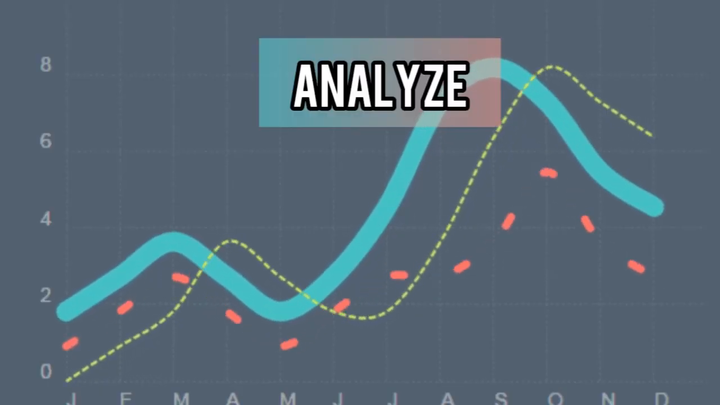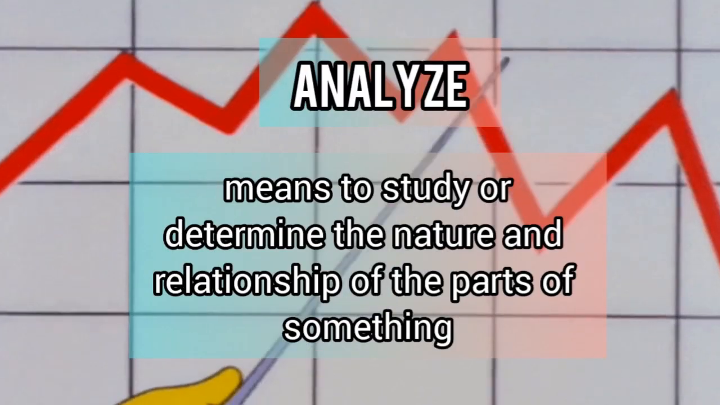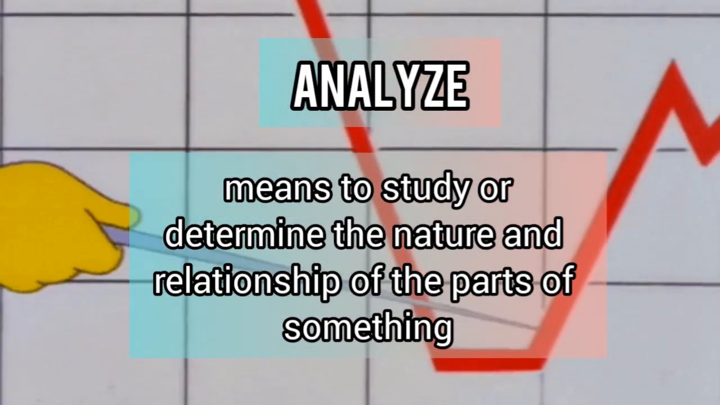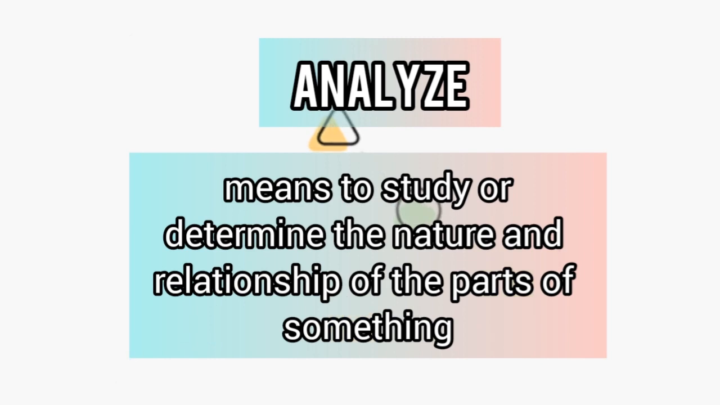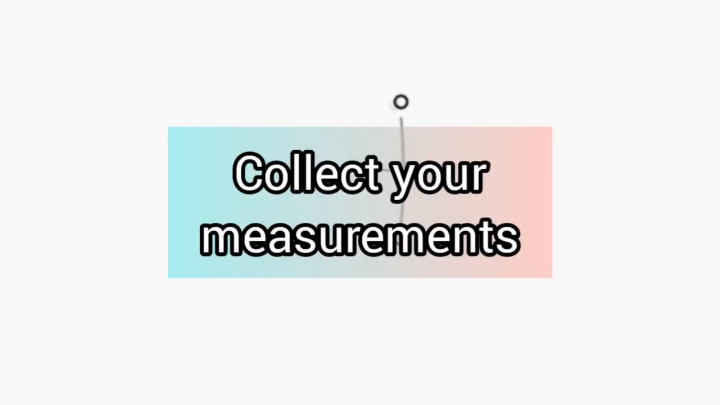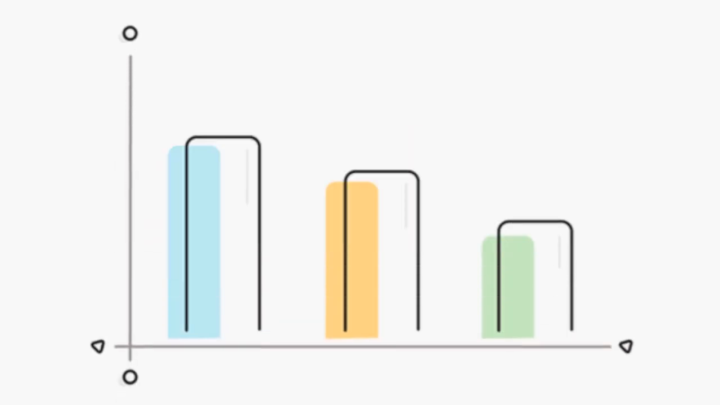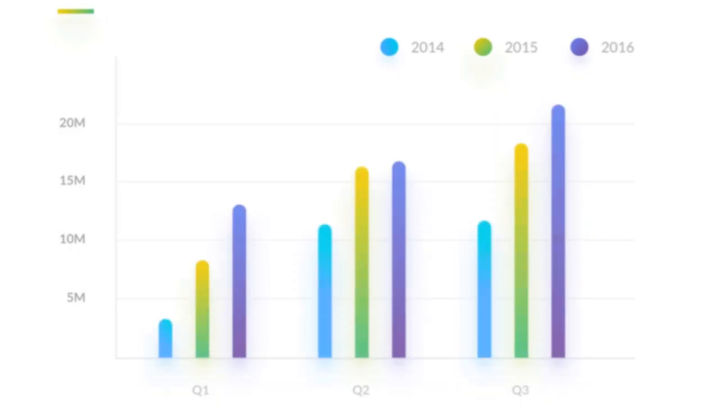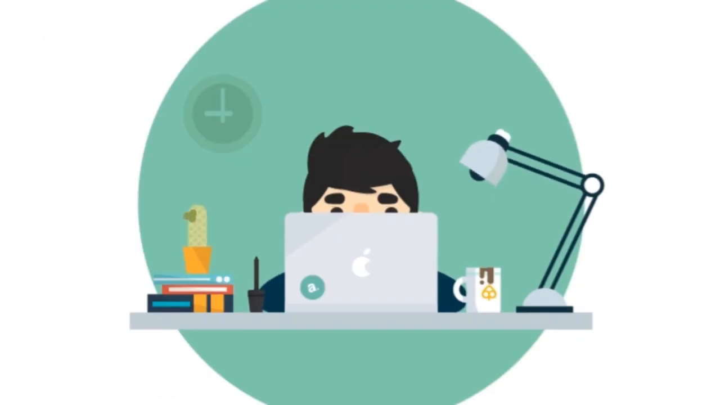The fifth step is analyze. What is analyze? Analyze means to study or determine the nature and relationship of the parts of something. Once your experiment is complete, you collect your measurements and analyze them to see if they support your hypothesis or not.